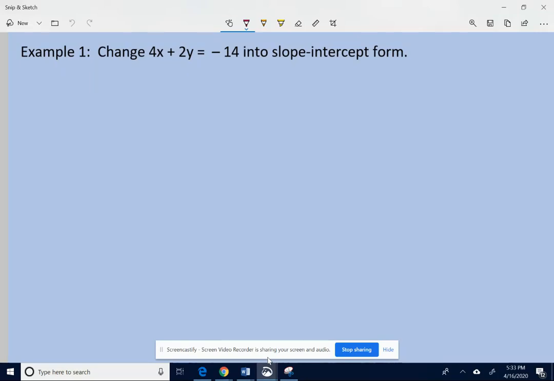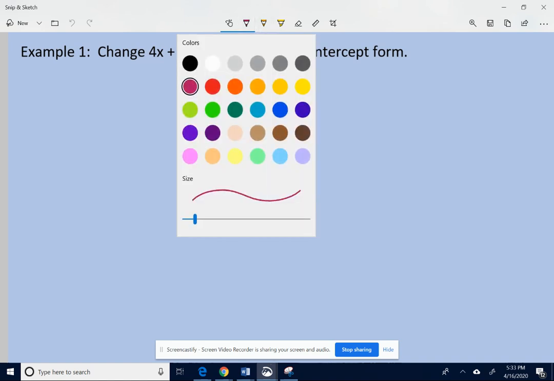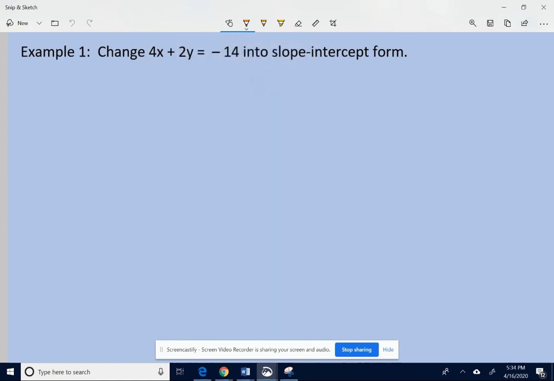Okay, we're going to change 4x plus 2y equals negative 14 into slope-intercept form. Slope-intercept form, remember, is y equals mx plus b. So basically what we're doing is we're going to take this equation and solve for y. It's going to look a little bit different to you. You haven't done anything like this before.